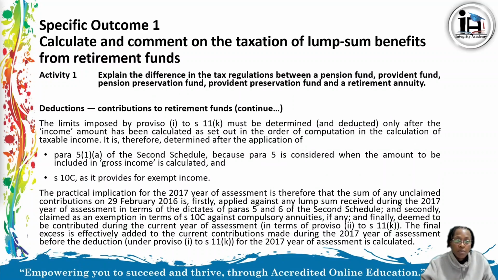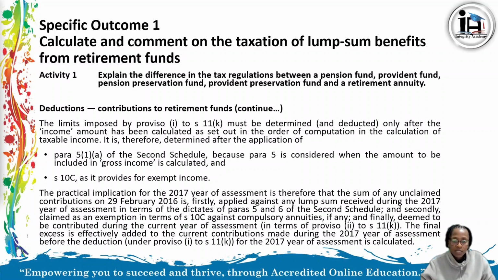The limits imposed by Proviso 1 to Section 11K must be determined and deducted only after the income amount has been calculated as set out in the orderly computation in the calculation of taxable income. It is therefore determined after the application of paragraph 5.1a of the second schedule because paragraph 5 is considered when the amount to be included in gross income is calculated, and section 10C as it provides for exempt income.